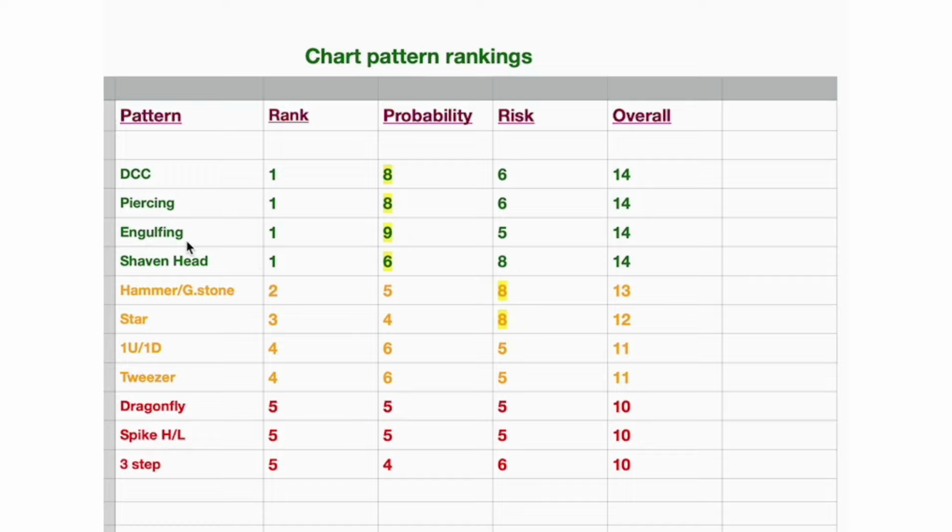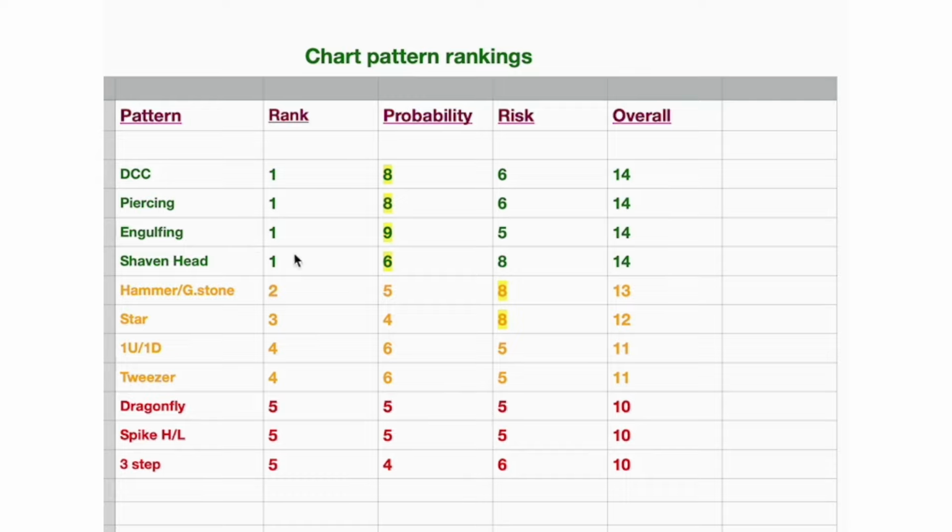Engulfing candles. Remember we talked about bullish and bearish engulfing candles. I've given the probability of a win on these trades as very high, 9 out of 10, but the risk is 5 because these are often the biggest sorts of patterns in terms of the amount of pips that they stretch over. So in terms of pips risk, it's not that good. But if you add the two together, 9 plus 5, you get a 14 again. So very good in terms of the overall ranking.